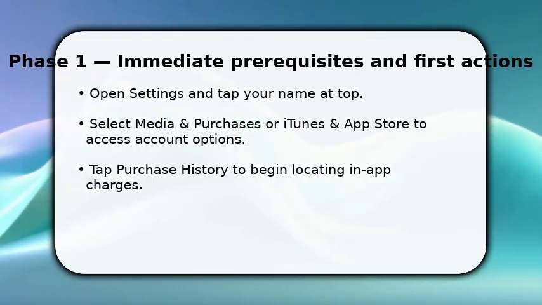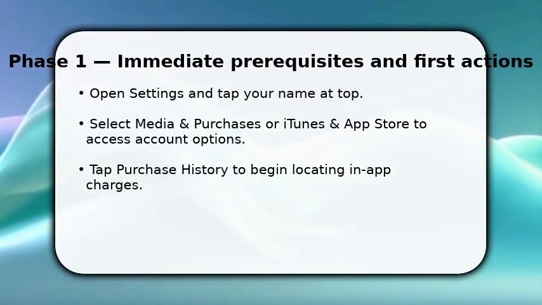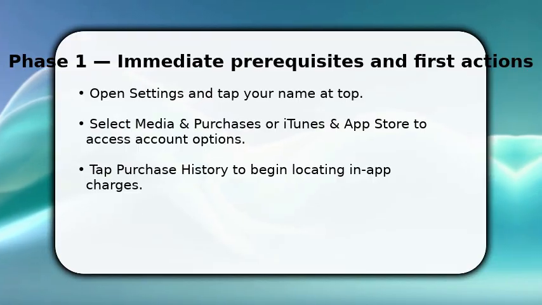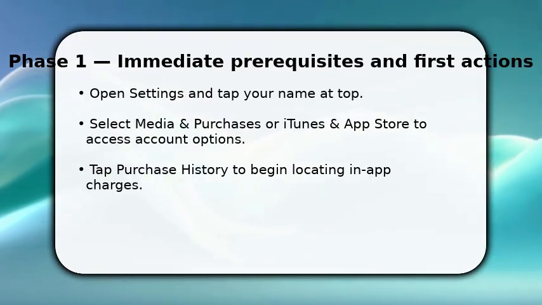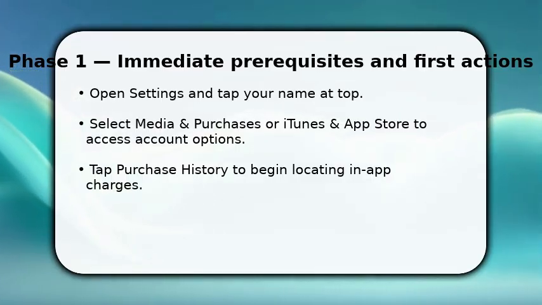You're starting inside Settings. Tap your name at the top to access your Apple ID. Once done, choose Media and Purchases. This takes you to Account Controls and Purchase Records. Then tap Purchase History to load every charge linked to your Apple ID, including in-app purchases. This shows dates, app names, and totals.